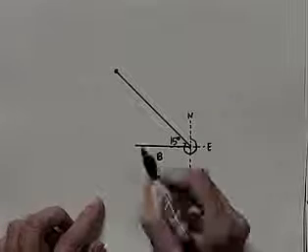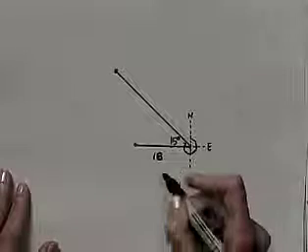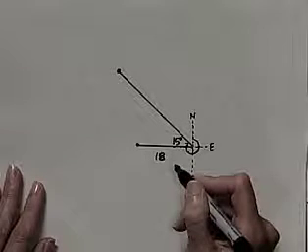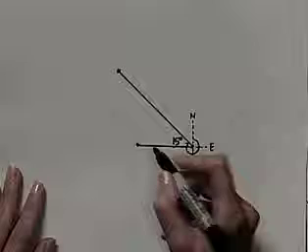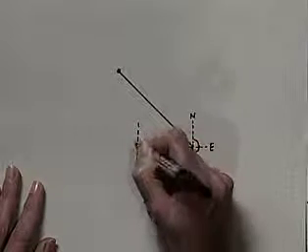At that point in time, after the ship has traveled 18 miles, what we note is that we have a new bearing, and that bearing is 340 degrees. Let's again quickly sketch in a north-south pole here.